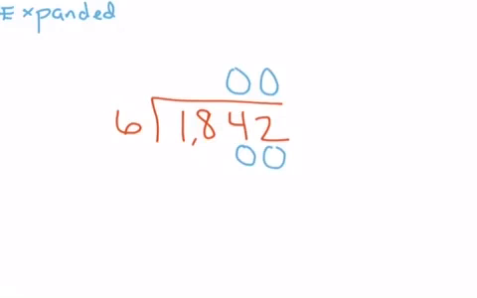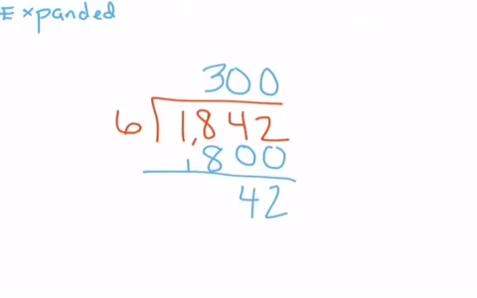How many times can 6 go into 18 without going over? And of course, the answer is 3. So because it was 1,800, 300 times 6 is right on 1,800. So you subtract, and you end up with 42.